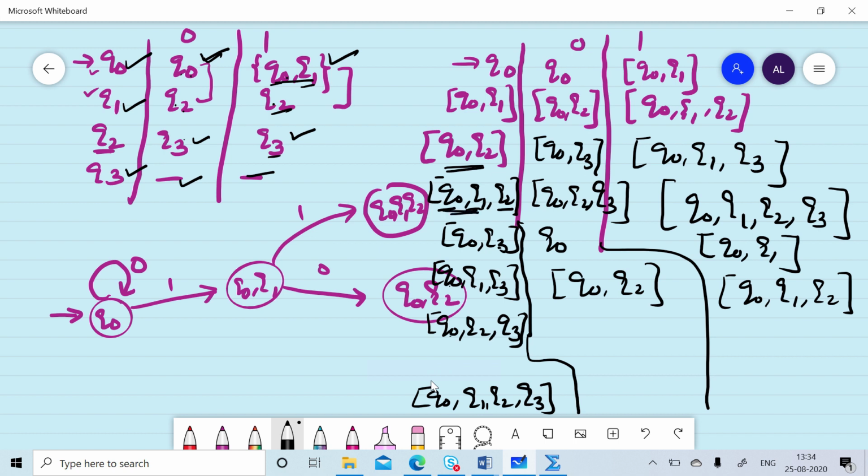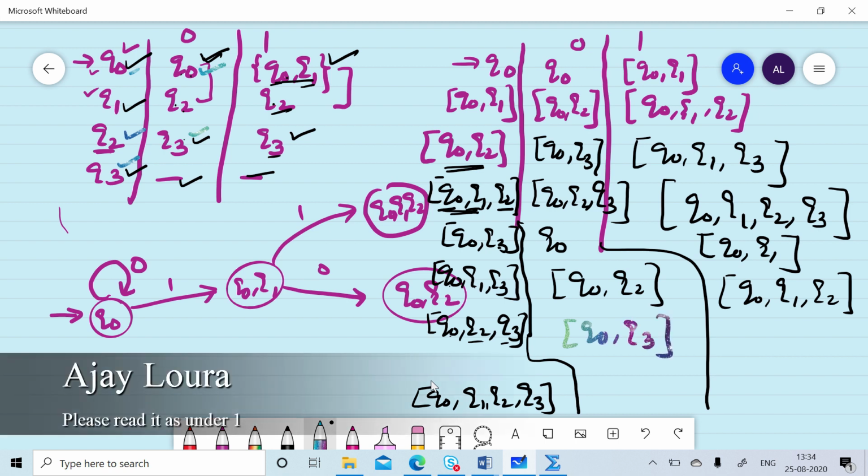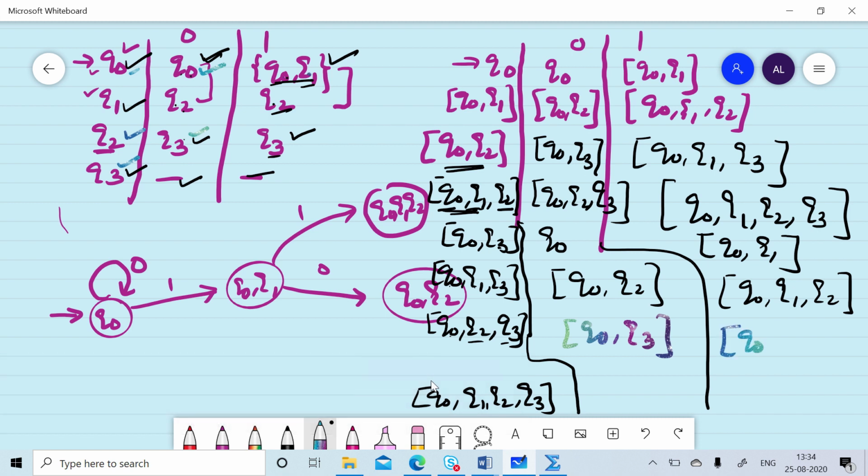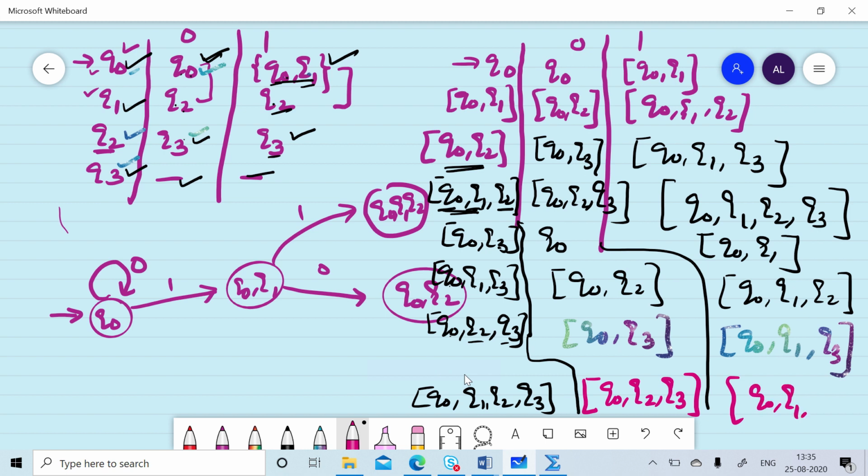Now we will take Q0, Q2, Q3. Under 0 it is Q0, Q3, so we will mention Q0, Q3. Under 1 it is Q0, Q1, Q3. Now we will consider Q0, Q1, Q2, Q3. We will take the union of all these, Q0, Q2, Q3 under 0, and under 1 we will get Q0, Q1, Q2, Q3.